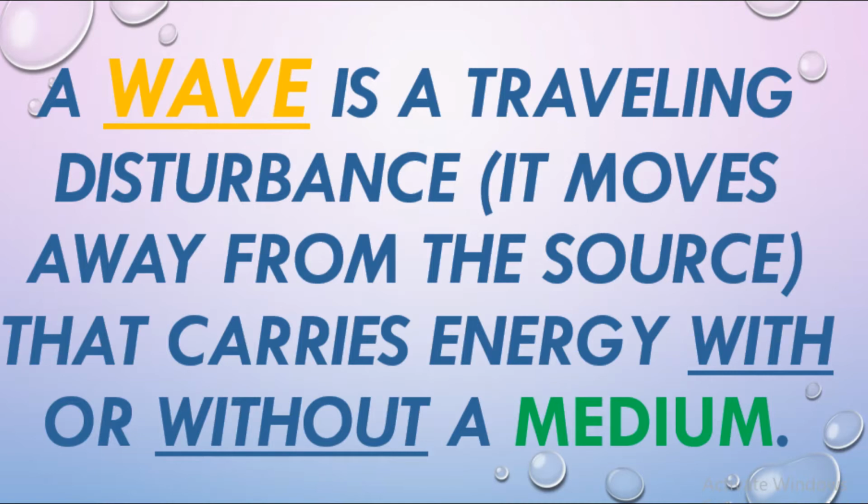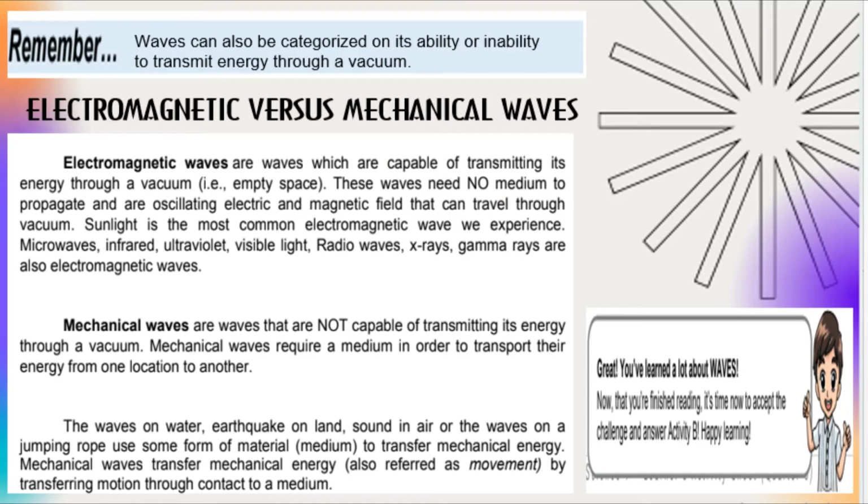Now let's go back to how we defined wave earlier. We said that a wave is a traveling disturbance moving away from the source, carrying or transporting the energy with or without a medium. Please take note, with or without a medium. And with this, we can classify waves into two. Again, pertaining to the absence or presence of a medium, we can identify the wave as either electromagnetic or mechanical wave. Please read.